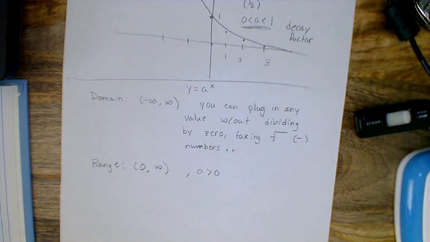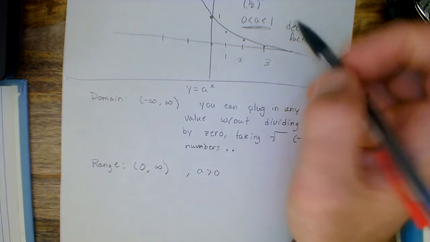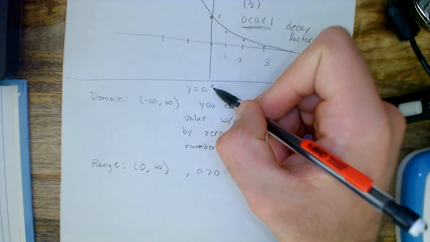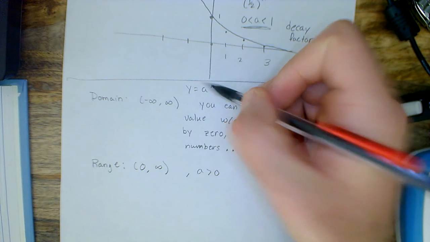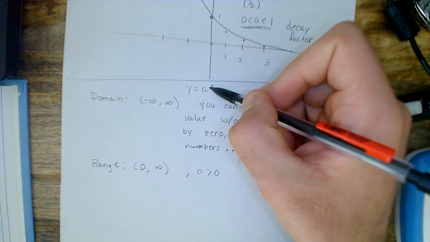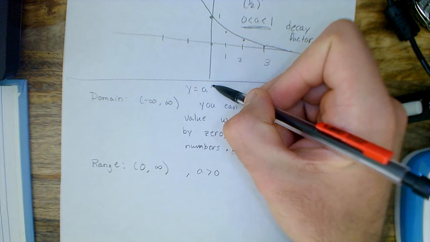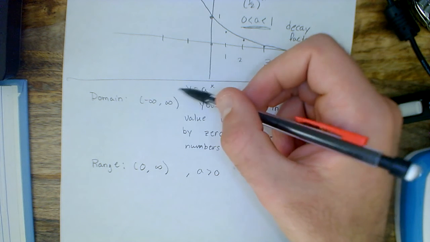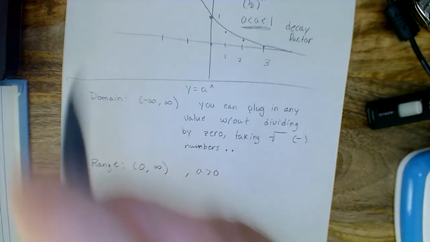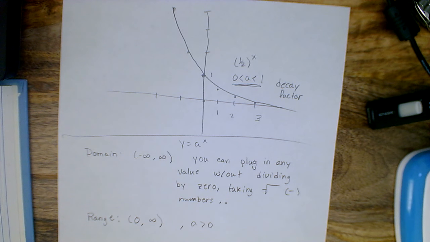So the range is going to be 0 to infinity. There's no way I can plug in any value x and get 0 back for y, because even if I plug in 0, a to the 0 is 1. If I plug in a number very, very close to 0, there's no value that gives you a 0 back in an exponential function. But you can get any positive value since a is positive.